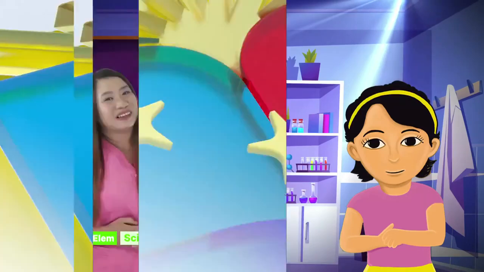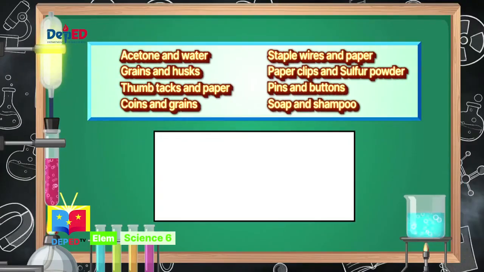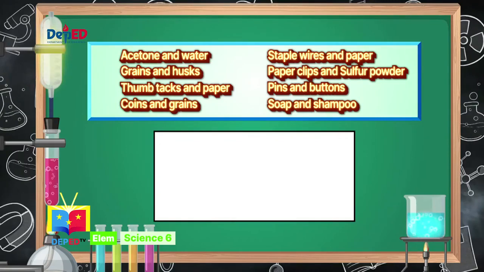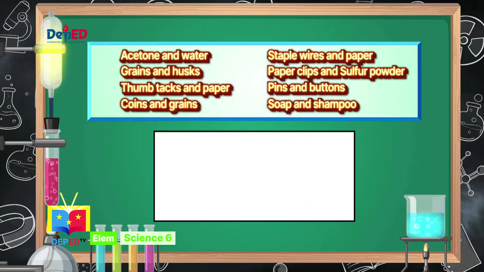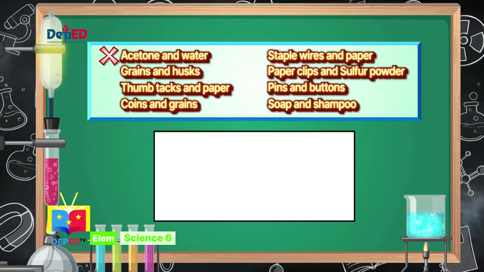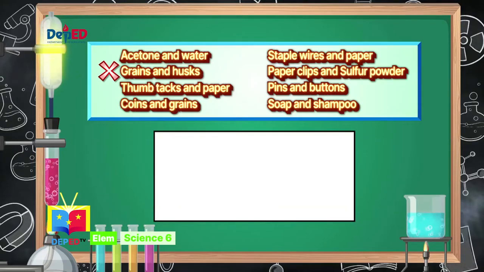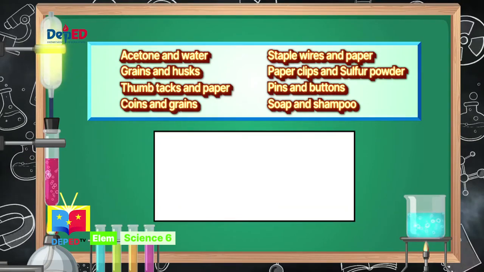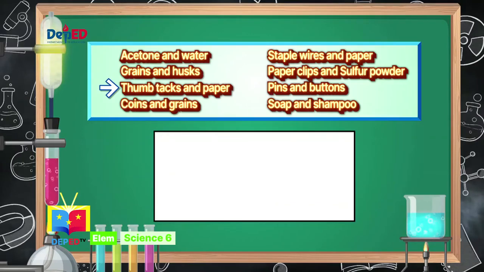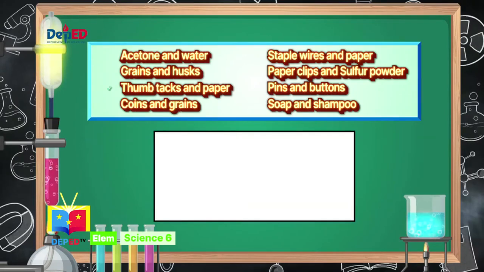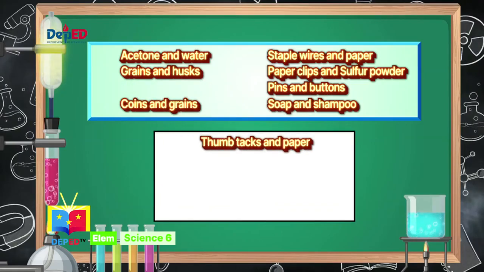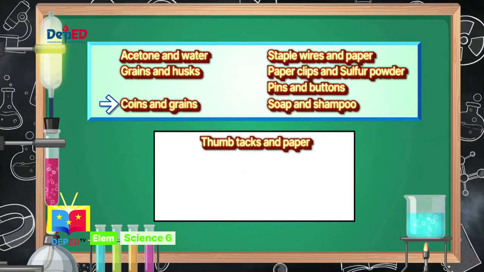That's great! Choose from the word box the mixtures that can be separated by a magnet. Can we separate acetone and water using a magnet? No, we cannot. Can we separate grains and husks with a magnet? No, we cannot. Can we separate thumbtacks and paper by a magnet? Yes, we can. Can we separate coins and grains using a magnet? Yes, we can.